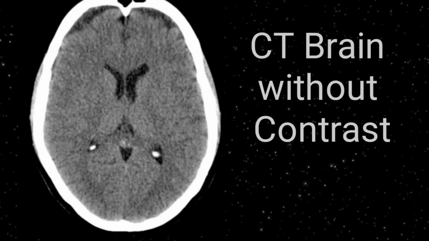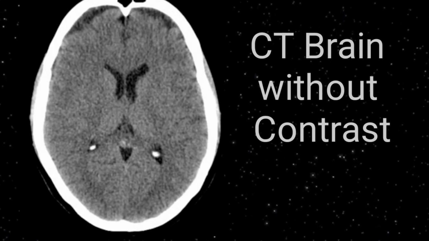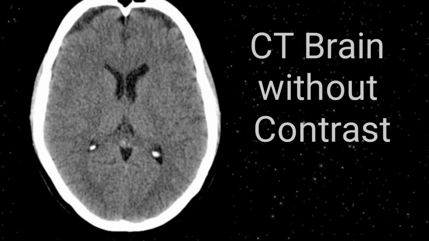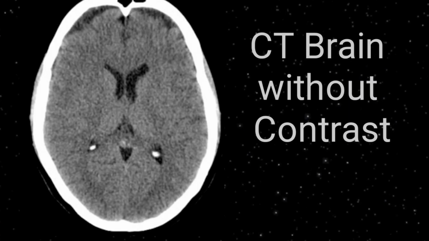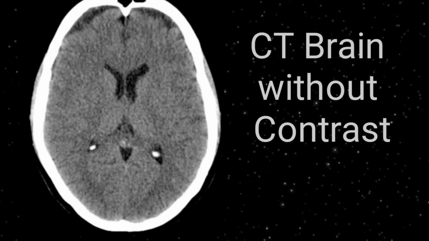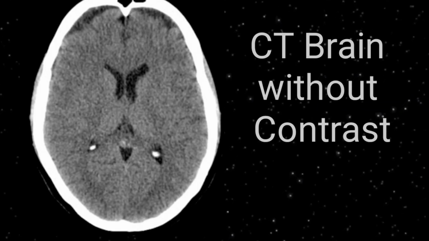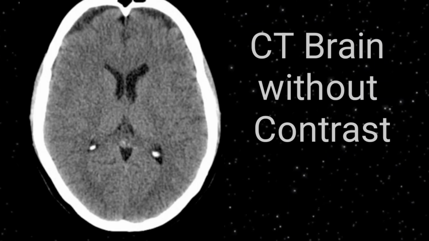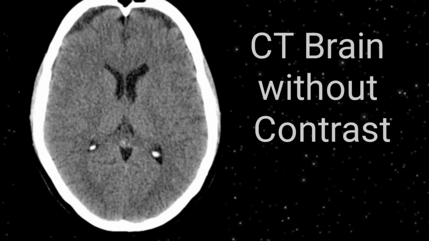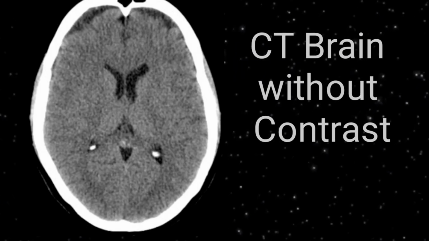There are mainly two types of brain CT scanning. One is with contrast and the other is without contrast. In this image, this is the CT brain without contrast. Without contrast scanning should be performed in case of any trauma, contusion, injury or brain hemorrhage. So this is usually used in the setting of acute trauma.